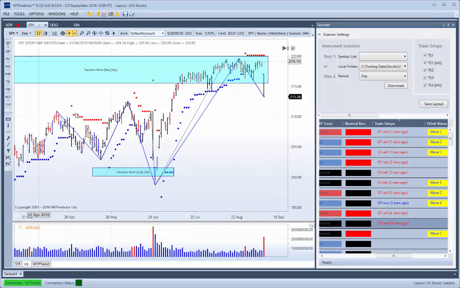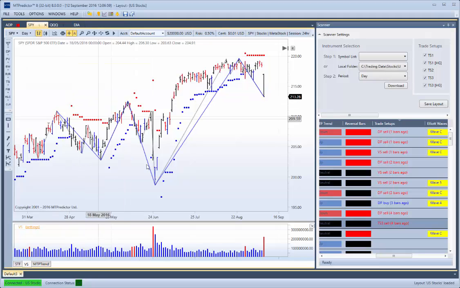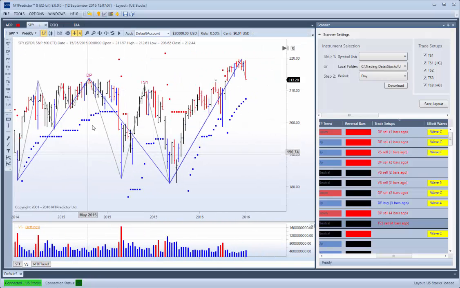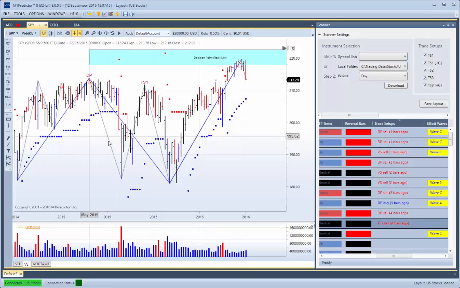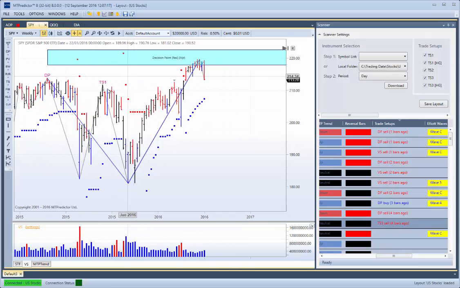So let's just clear all this lot off. And what I did was I went to the weekly chart. This is the daily chart of the SPY. Weekly chart here, and I went back to the last major high, which was here. I right mouse click, place the decision point on. This is on a weekly chart now, and I was talking about that the SPY was right up here in its major weekly decision point resistance area.